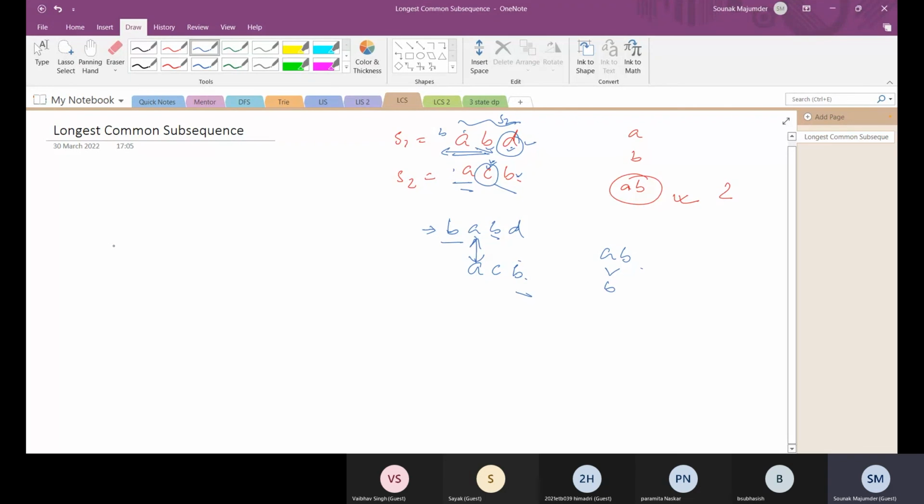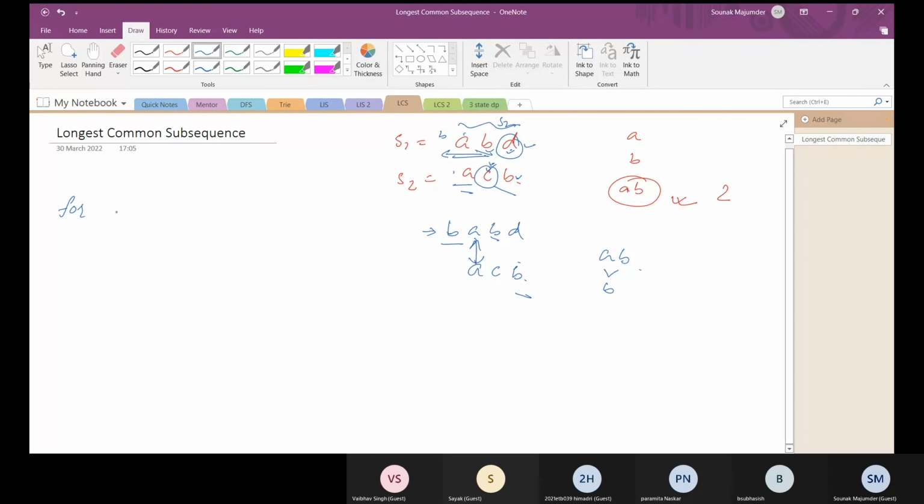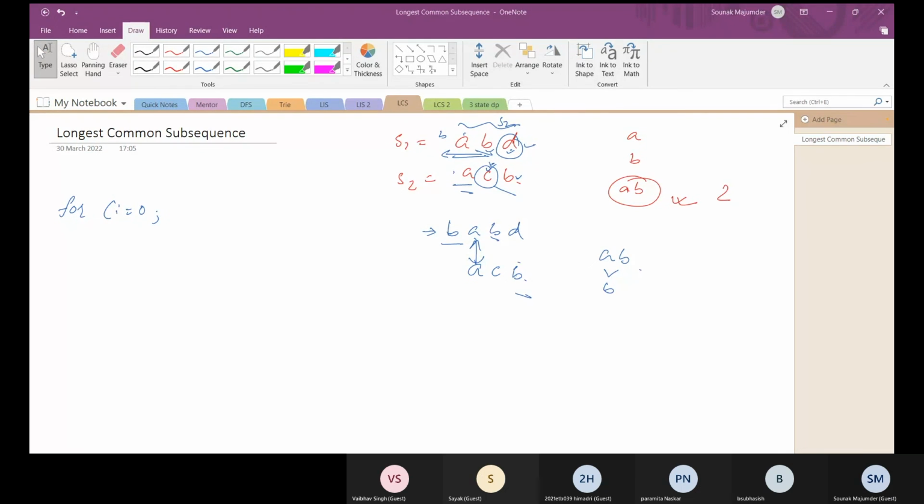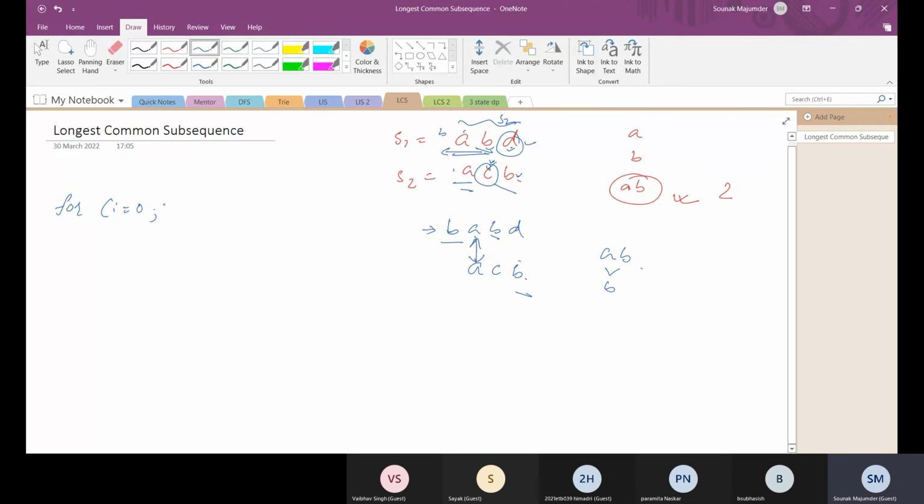So it is a pretty straightforward DP question, and let's try solving that. So for i equals 0, let's code this one.